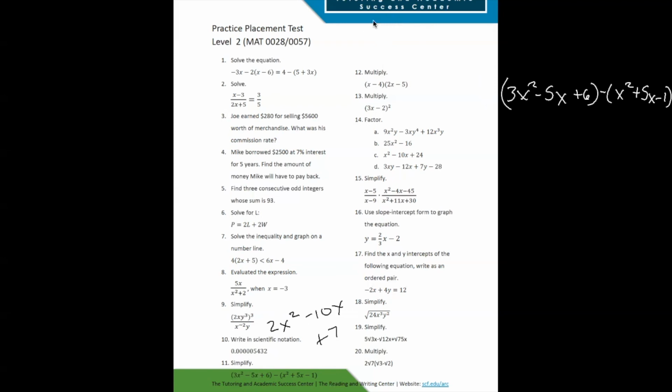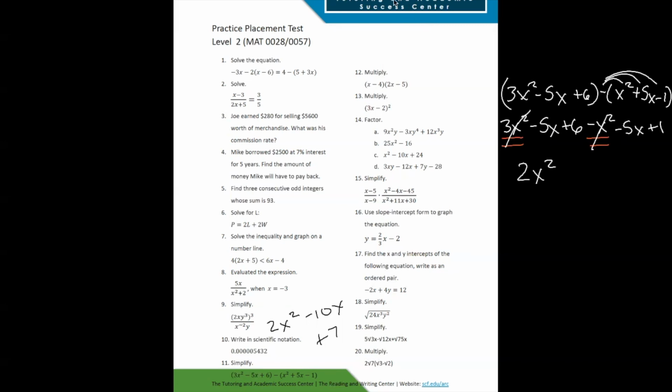So we're looking for things that look the same. Before we start combining, we need to distribute this negative to everything in the second group of parentheses. So the 3x squared stays the same, minus 5x stays the same, and plus 6 stays the same. We're going to distribute that negative, so it's minus x squared, minus 5x, and plus 1. From here, we're going to look for terms that are the same. So we have an x squared term and an x squared term. We're going to combine our coefficients. So 3 minus 1 is 2, and the x squared stays the same.